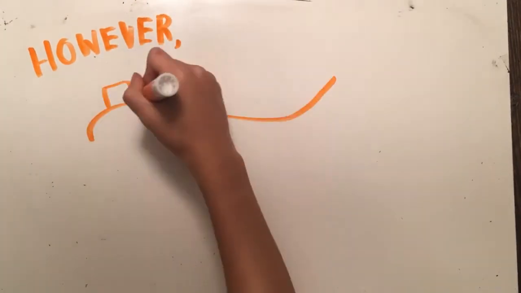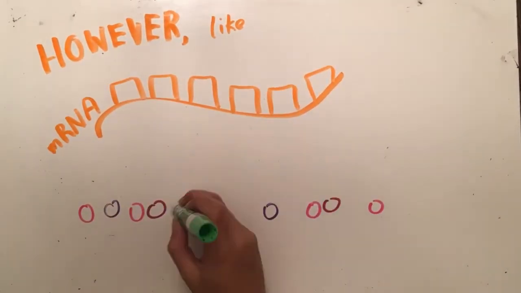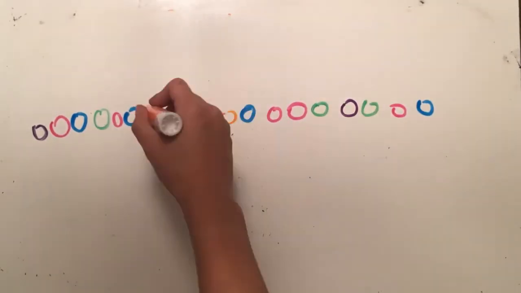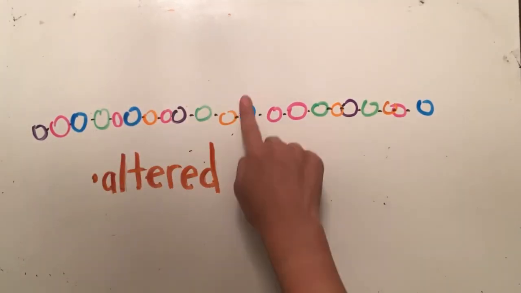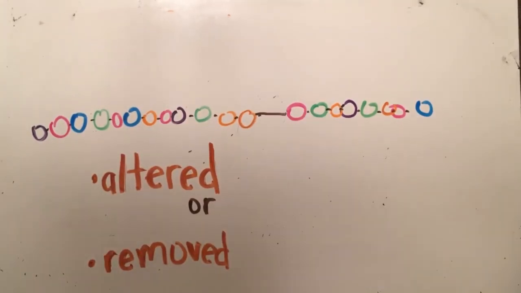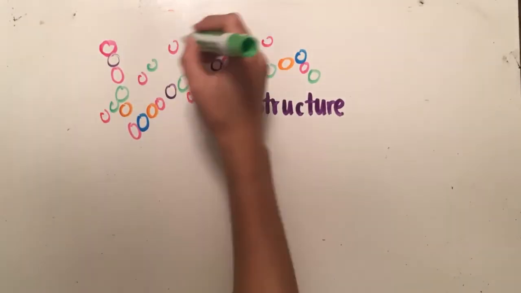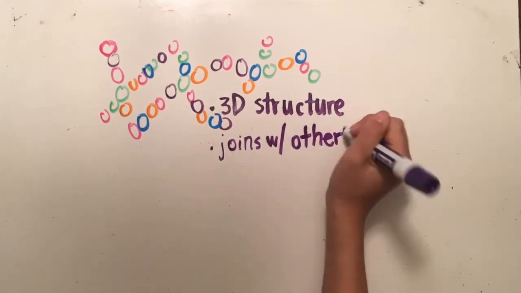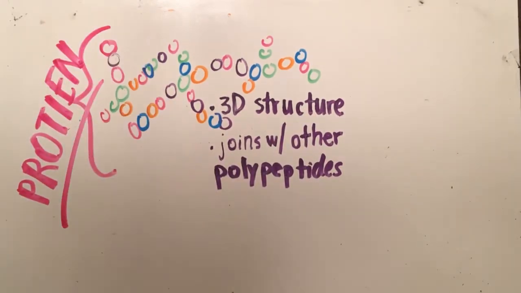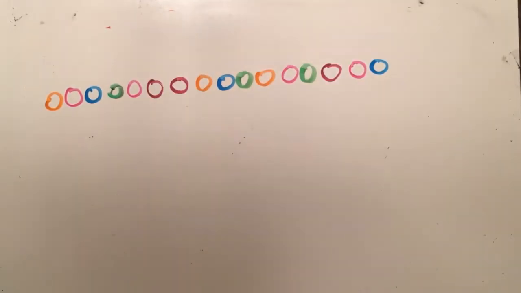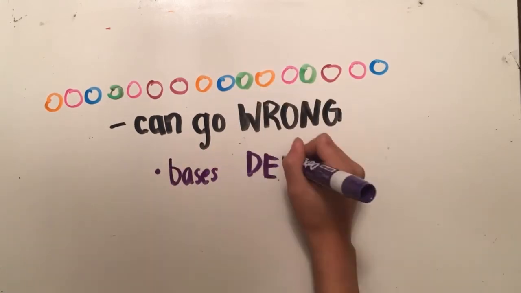However, like the pre-mRNA of transcription, this polypeptide chain still needs a few edits. Some amino acids can be altered or removed altogether. The new polypeptide chain folds into a 3D structure and joins other polypeptide chains to form a protein. Sometimes the amino acids cannot properly fold and need the assistance of helpers. Just like the mRNA, these polypeptide chains can go wrong.